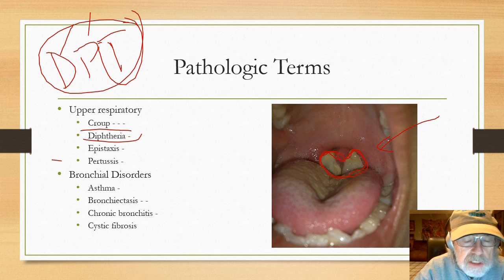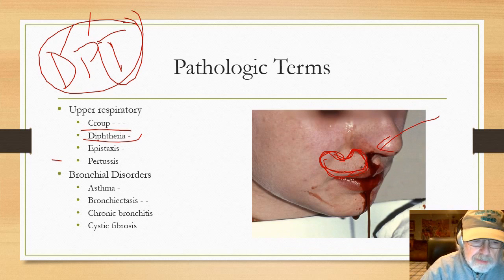We still will see diphtheria in people who are non-vaccinated, but it's relatively unusual. It's a bacterial infection that involves the back of the throat. There's a lot of pus and a lot of membrane that forms back there, which actually occludes the airway. That's diphtheria.